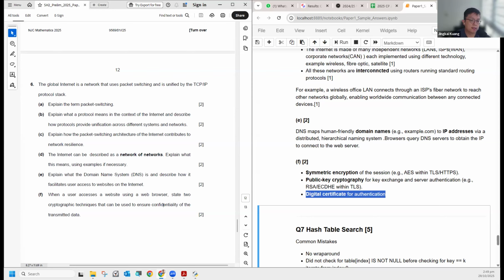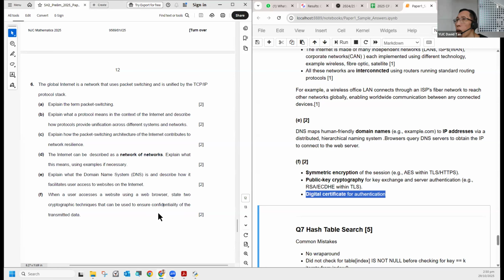Digital cert for authentication. That's the one where you have the digital. You're talking about the digital signature part, is it? Yeah, digital signature is part of your syllabus. Digital certificate is not in your syllabus. I think you look at the wording of the question. I think they mention signature.